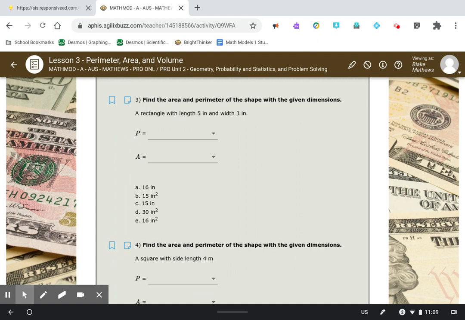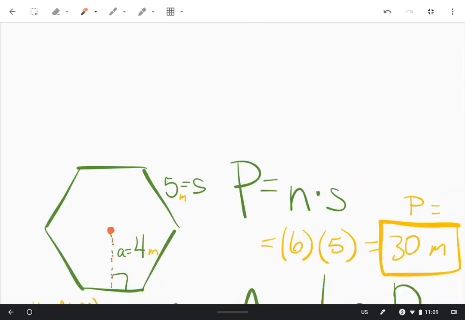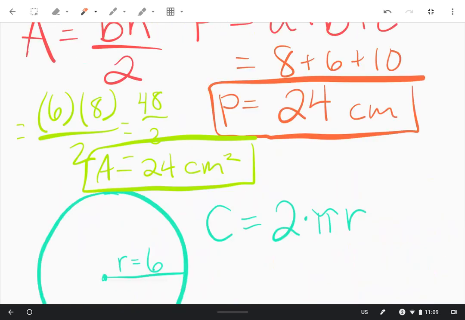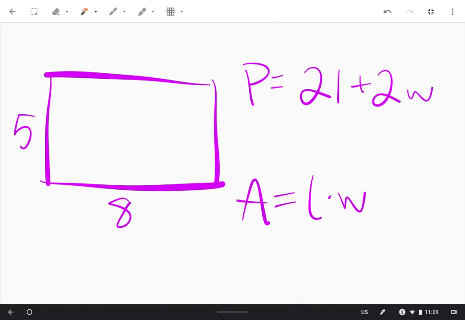Area and perimeter of a rectangle. So a rectangle, probably the easiest one. Let's scroll up here. I've got a rectangle up at the top of the page. A rectangle has just two values: a length and a width. In this case, we have 8 and 5.